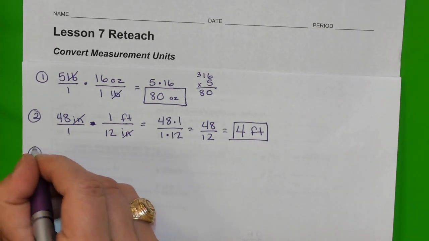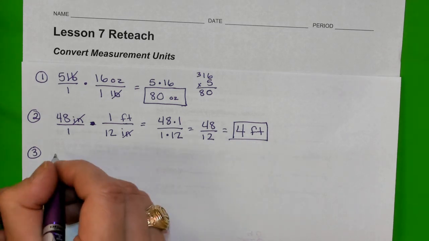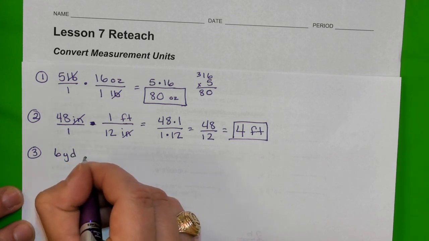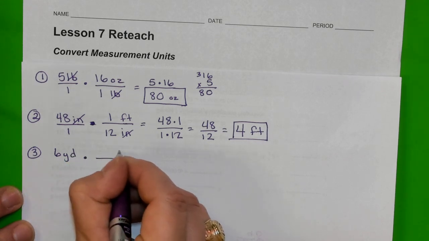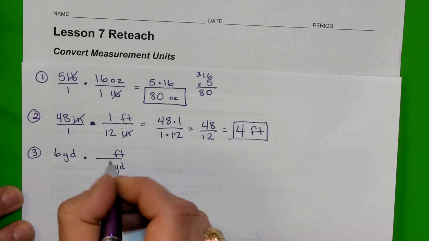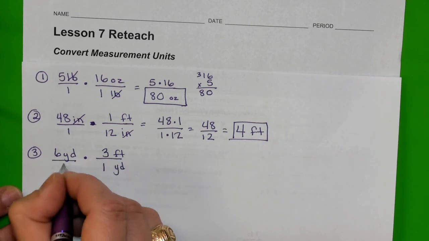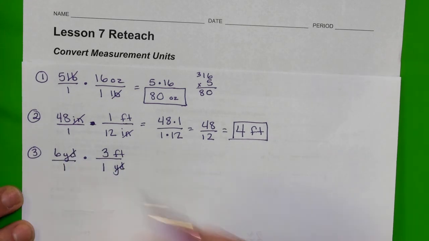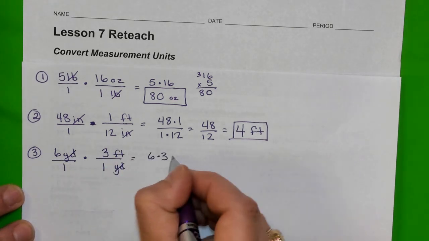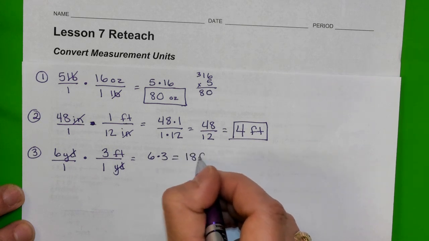Number 3. 6 yards, 2 feet. Well, we want to get rid of the yards. How many feet are in 1 yard? 3 feet equals 1 yard. Yards cancel each other out. 6 times 3. And then the denominator is 1, so that would be 18 feet.